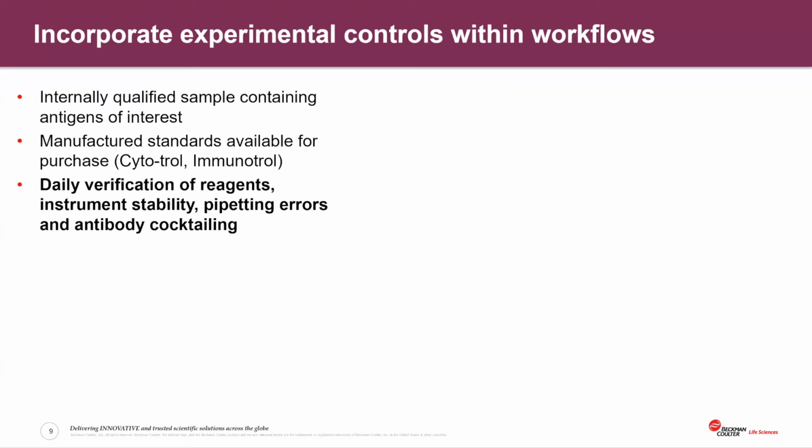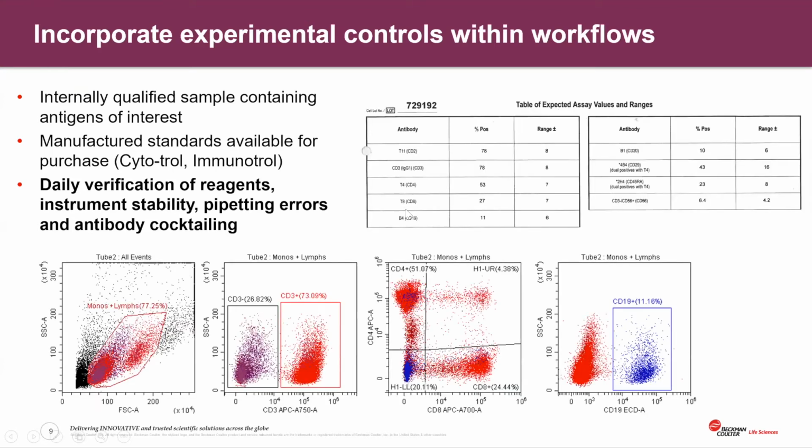So this internal sample is going to be a leukapheresis pack internally that you've frozen down, and you've run 20 times and specified the positive ranges as well as the variability within it. Some manufacturer standards are available, such as Cytotrol and Immunotrol, and they basically take away the necessity for you to validate the reagent and specify the ranges. And they look like this.